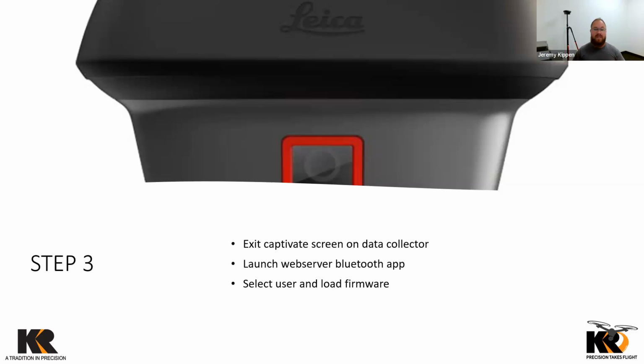One of the first steps, and this is step 3, is you want to exit the Captivate screen on your data collector. How you do that is you push Function and Windows, and it's going to bring up just a Windows screen that looks like your desktop, and you're going to look for an application tile that says Web Server Bluetooth. This is how we are going to establish the connection to do the firmware updates.